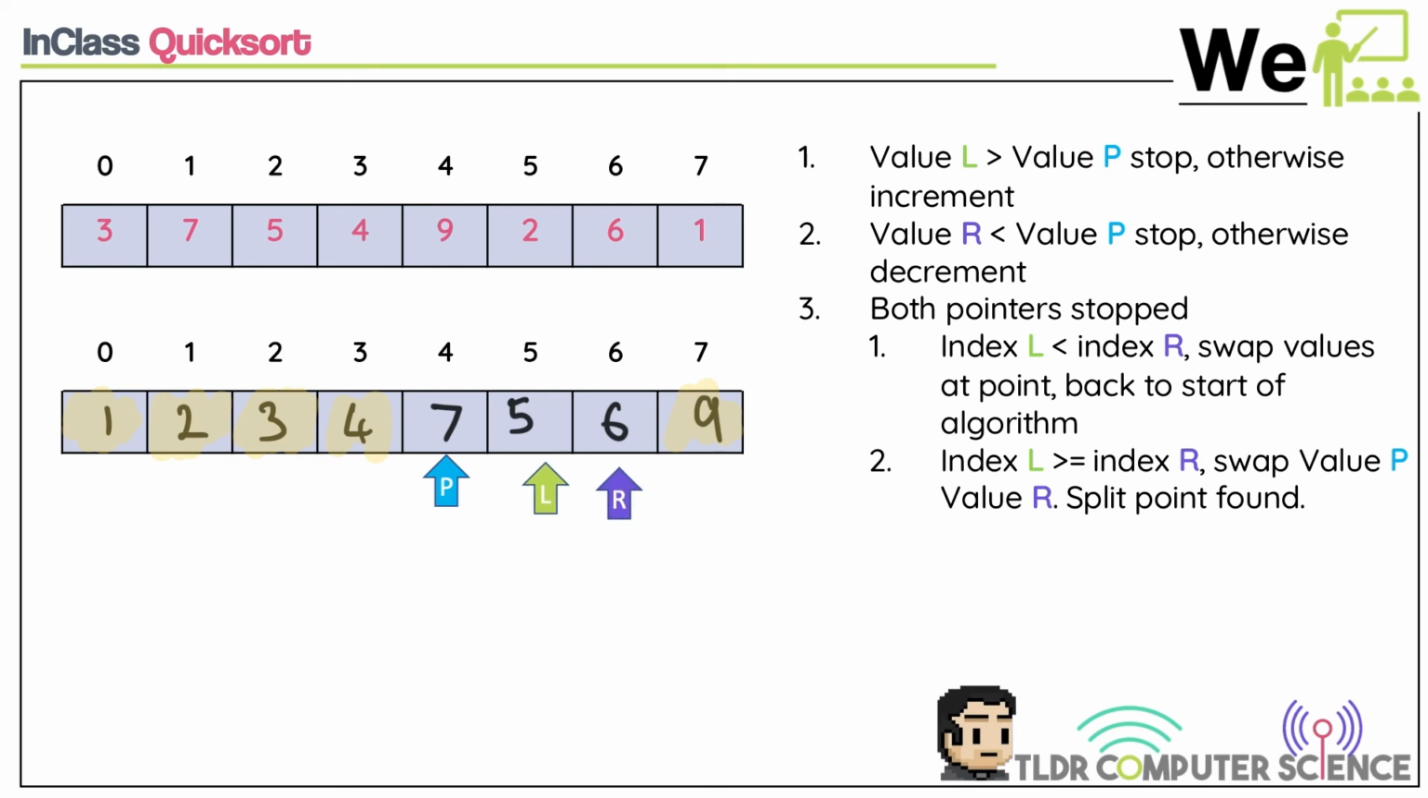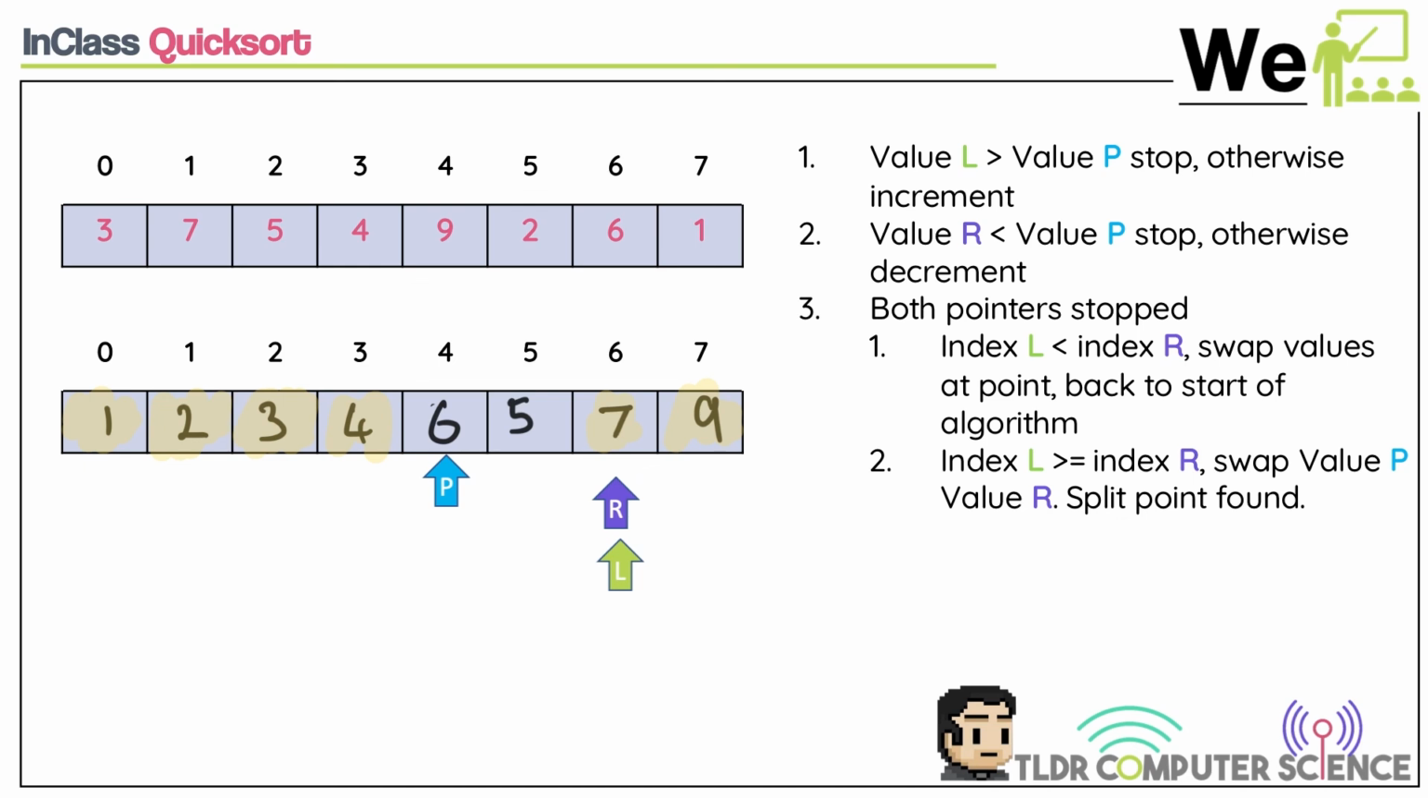And we can see that the value at L, 5, is that higher than 7? No. Is 6 higher than 7? No, but we can't go any further because that's what's left of the list. Is R less than P? Yes, so we stop. It's this one here. L is less than or equal to R because they're both on 6. Swap the value held at R, so 6 with 7. So 6 and 7 are going to swap. Where were we? 6 over here, 7 over here. And we've just established that 7 is in the right position.